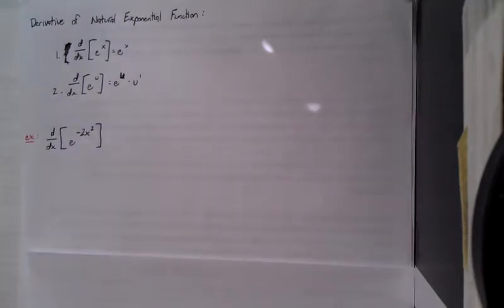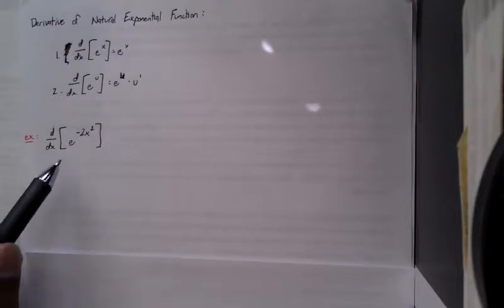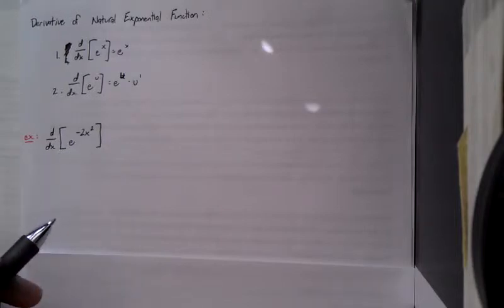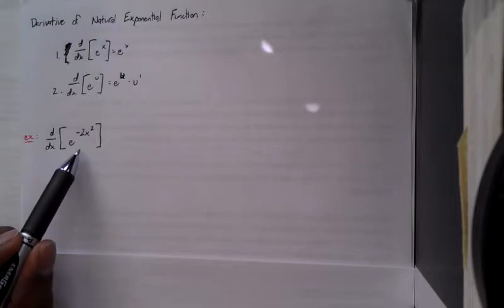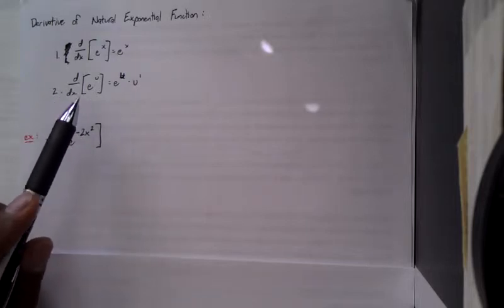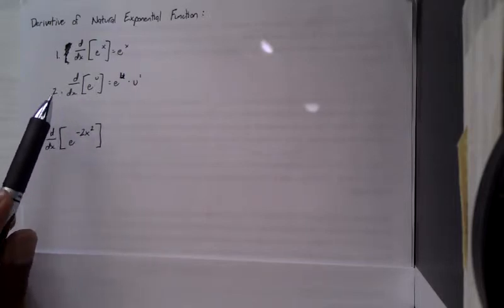I'm just going to show one example for this one because it's a pretty straightforward concept. Here we're going to take the derivative of e to the negative 2x squared. So in this case we're going to have an e to the u situation, so we're going to be using rule number 2.